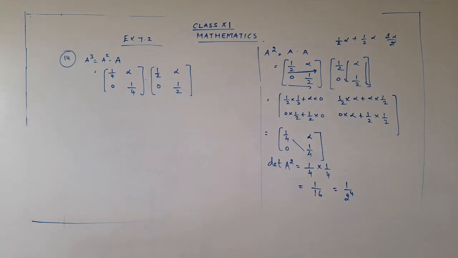So A cube is equal to A square into A. I have substituted the value for A square and I have substituted the value for A.